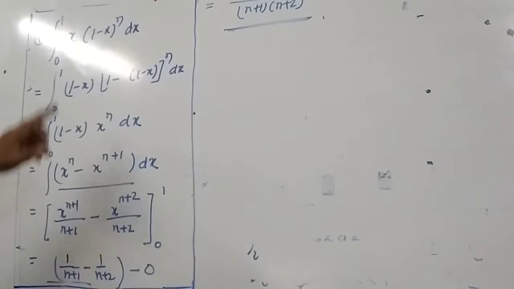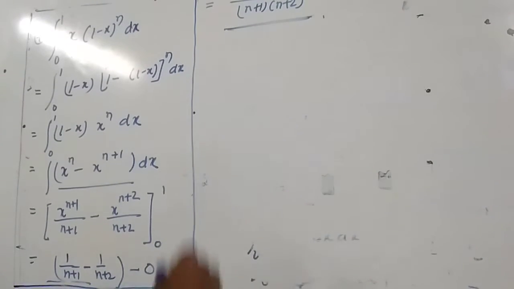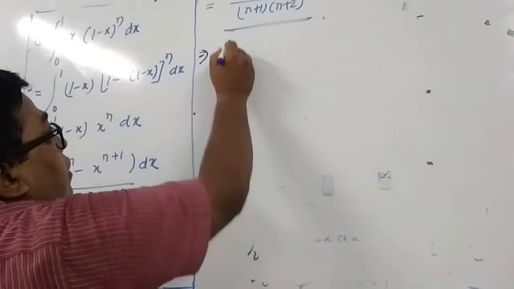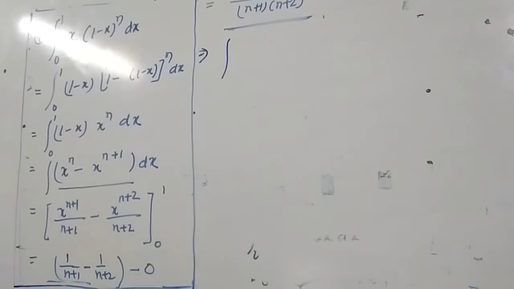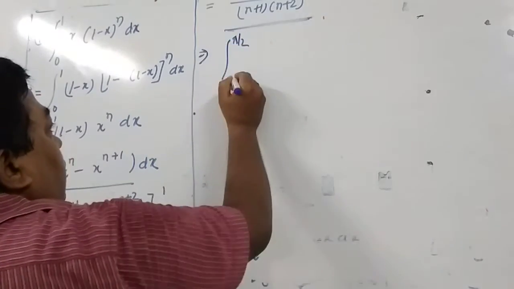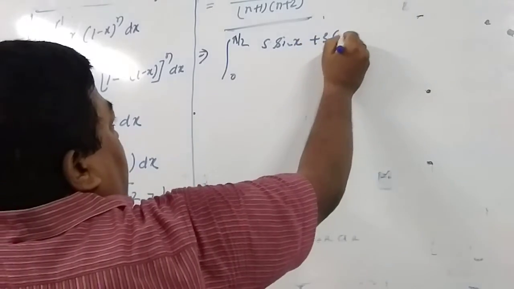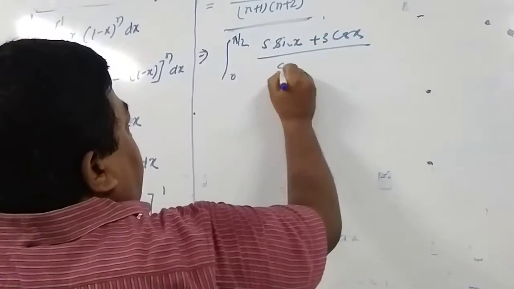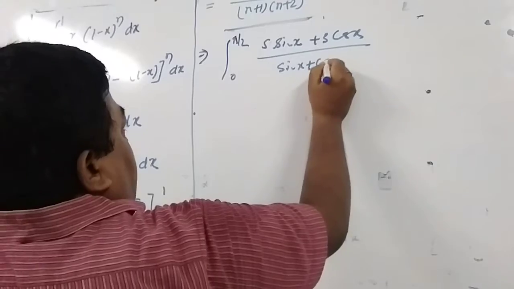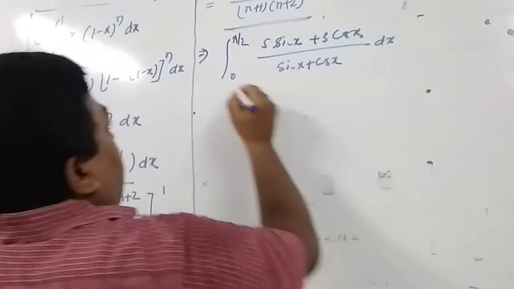So this was the question, and it is also a good question. Now I am taking some questions from the miscellaneous exercise also. Integral from 0 to pi by 2 of (5 sin x plus 3 cos x) upon (sin x plus cos x) dx.